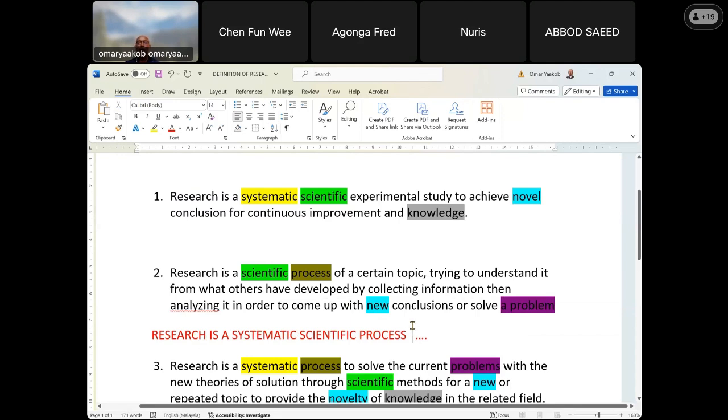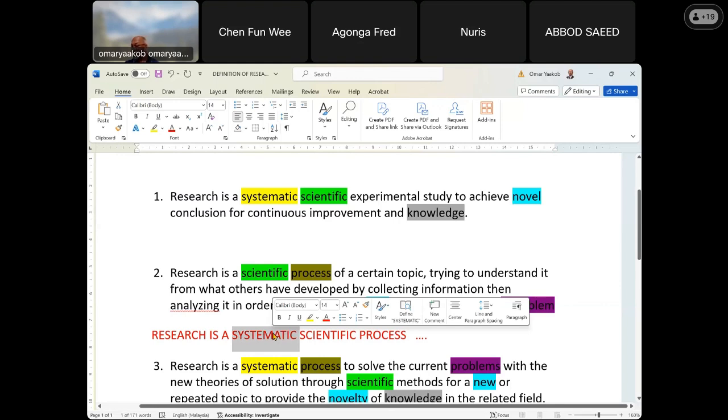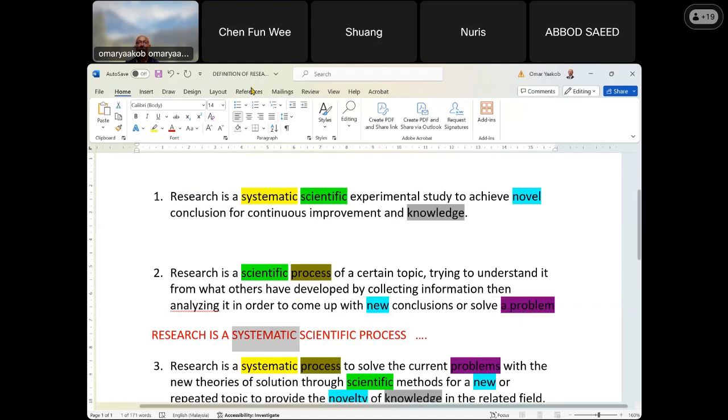Okay. Thank you. Anybody else has any opinion on this? So far, we see two suggestions saying, okay, systematic is good. Some say systematic is already inside the scientific process. Another will say that it should be scientific study with systematic process. Yeah, any other views? Well, sir. Yes, sir. Here is Shuang. Can I say something? Who? Shuang. Okay, Shuang. What do you want to say?